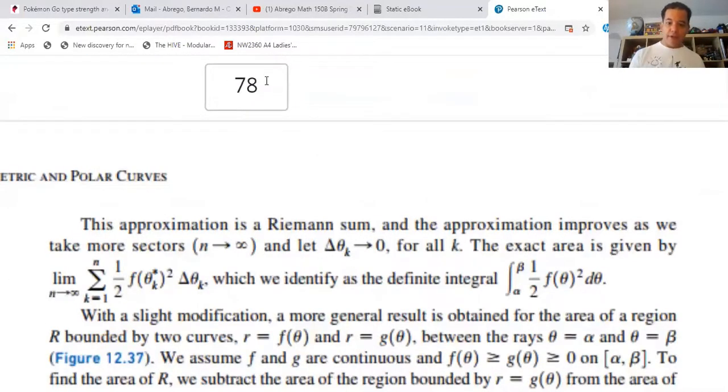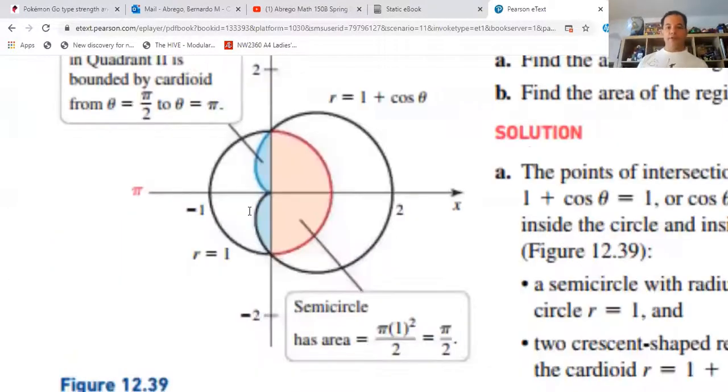It's going to be right here on the next page. As you can tell, we have this cardioid, r equals 1 plus cosine theta, and we have this circle. And here are the questions.